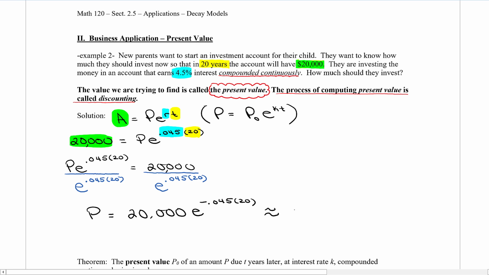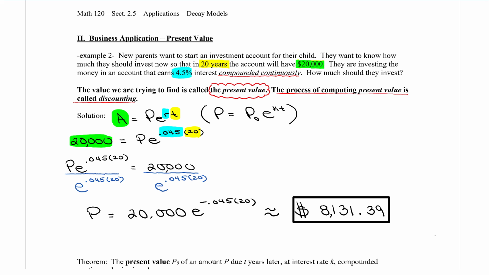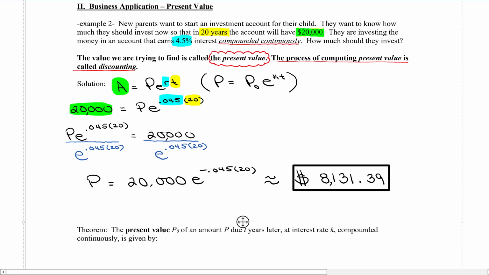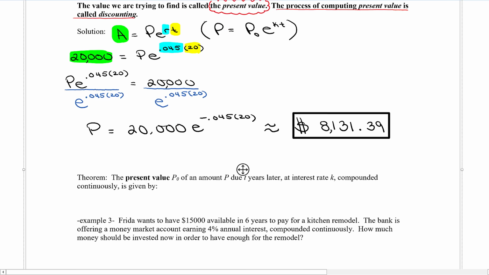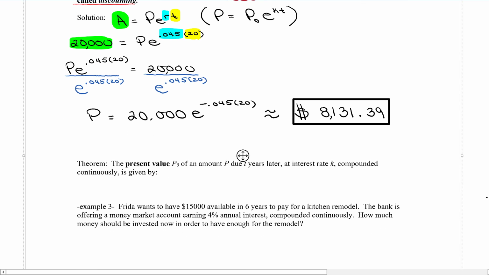If we put this into the calculator, we will get an approximation. This is going to be approximately equal to $8,131.39 if we round to the nearest cent. I'm going to go ahead and box in that answer. So this is the amount of money that should be invested if we want $20,000 in 20 years.